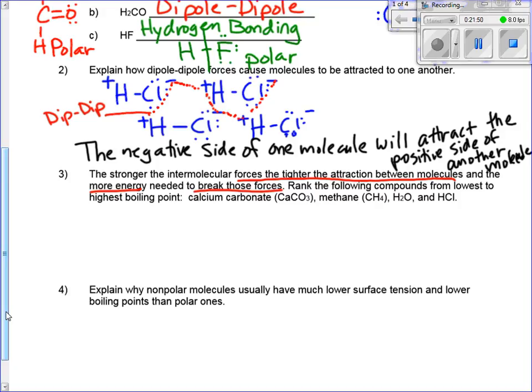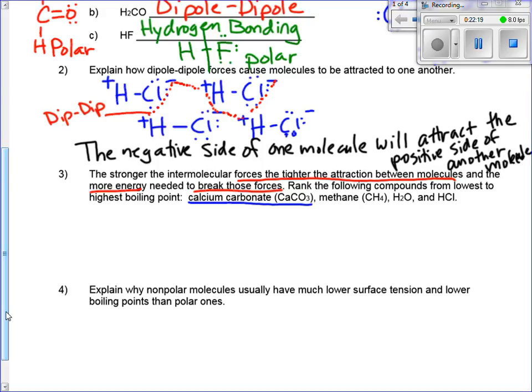So if we look at each of these compounds, we should first identify what type it is. Is it polar, nonpolar, ionic? What type of forces are involved so that we can rank them appropriately. And you will see this type of question on the test. I'm just going to tell you right now. So if we look at our first possible compound here, calcium carbonate, what should we note about that compound? It is what type of compound?